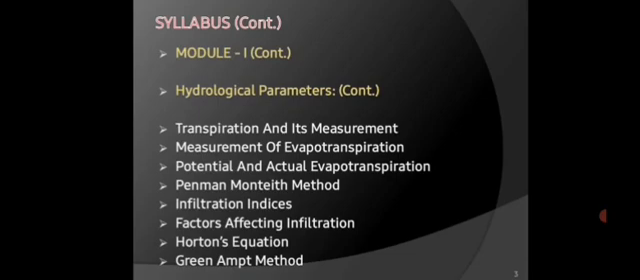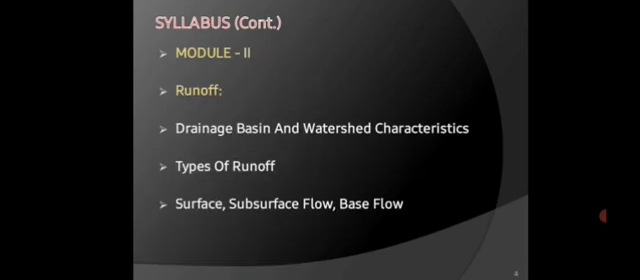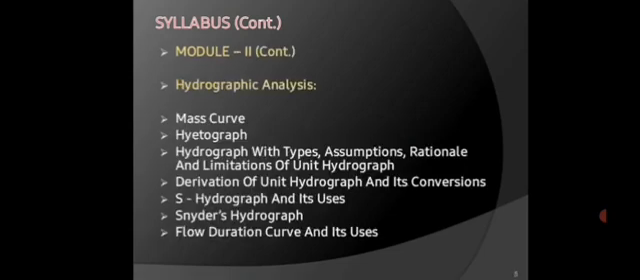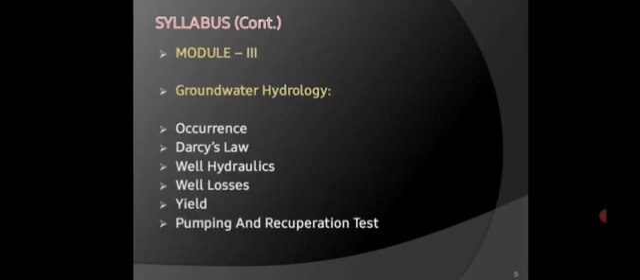and how to find out these parameters, and a few equations are there to find out these hydrological parameters. The second module includes runoff, meaning watershed characteristics and types of runoff, and hydrological analysis, which includes hydrograph, unit hydrograph and S hydrograph.